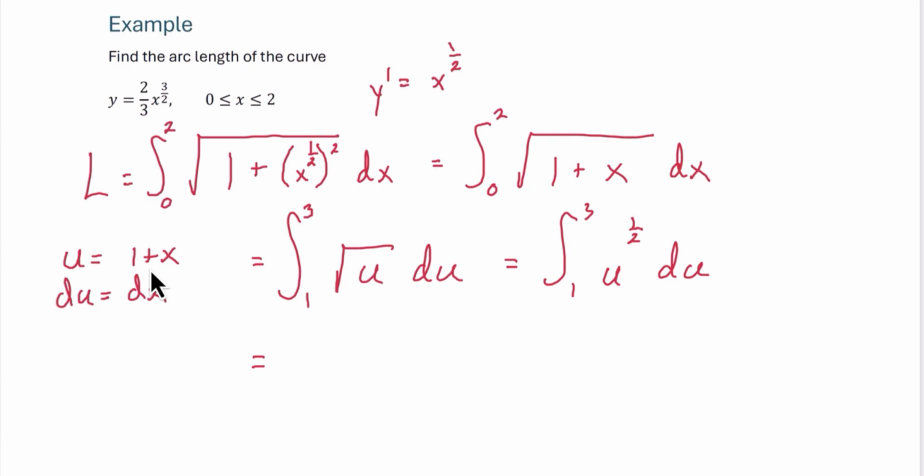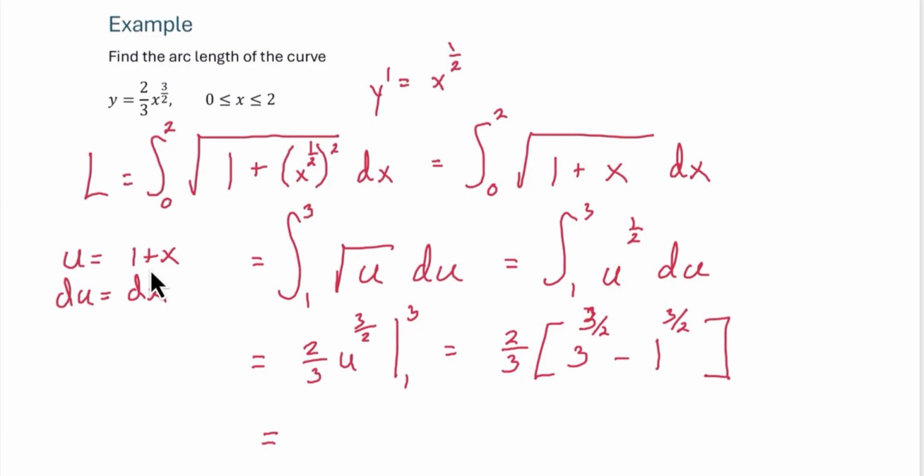Integrating this, we get 2/3 u to the 3/2. And we are integrating from 1 to 3. This gives us 2/3. Plug in our upper limit, 3 to the 3/2, minus plug in the lower limit, 1 to the 3/2. We now have 2/3 times 3 cubed is 27, then that's the square root of 27, minus 1.